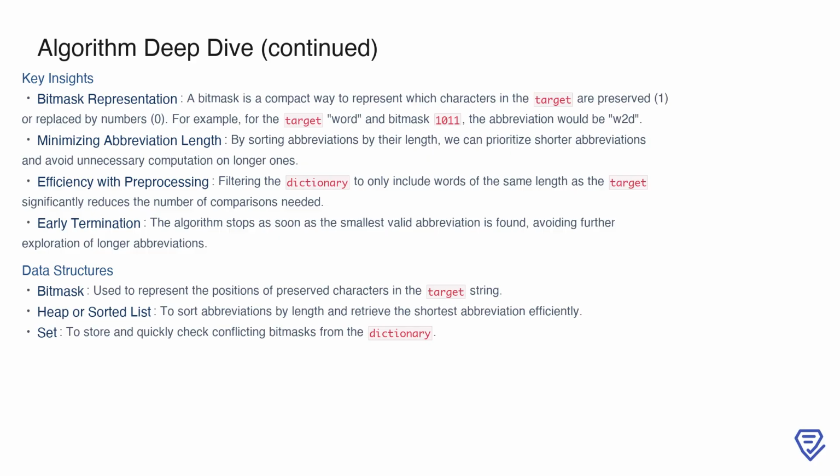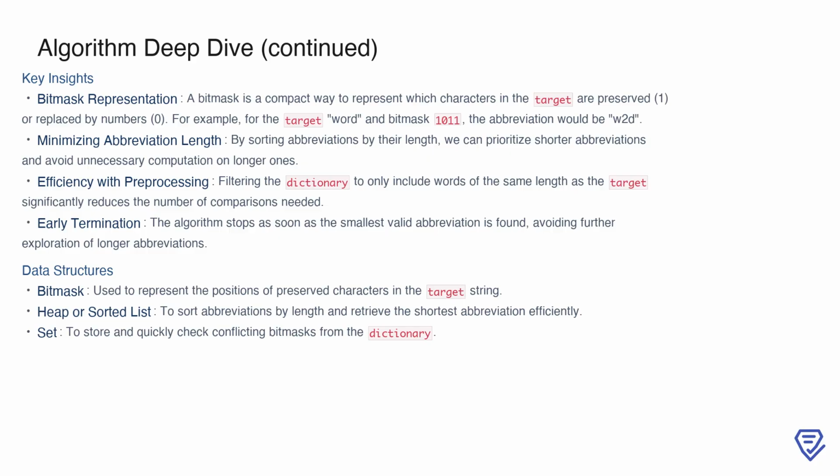optimal options. Pre-processing the dictionary to include only words of the same length as the target significantly reduces the number of comparisons required, as shorter or longer words cannot conflict with the target's abbreviations. Finally, the algorithm leverages early termination, halting as soon as the smallest valid abbreviation is found. This avoids unnecessary exploration and ensures the process is computationally efficient.